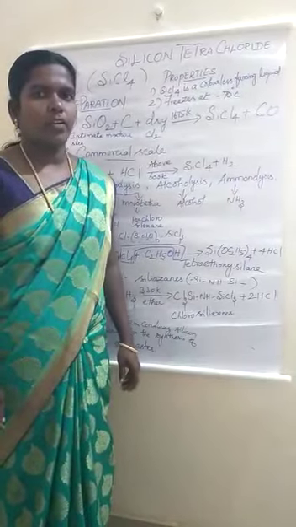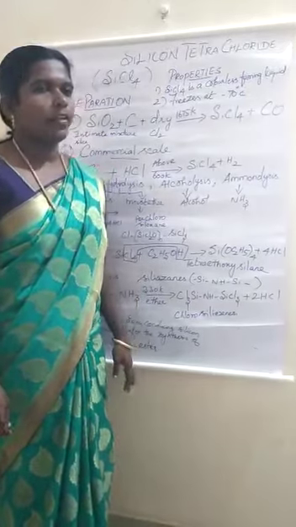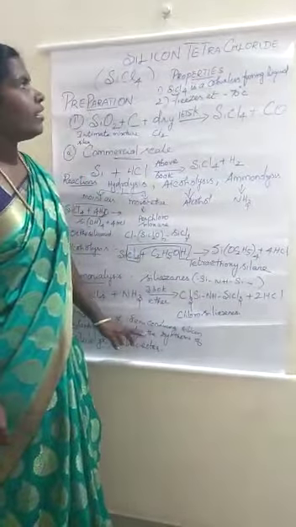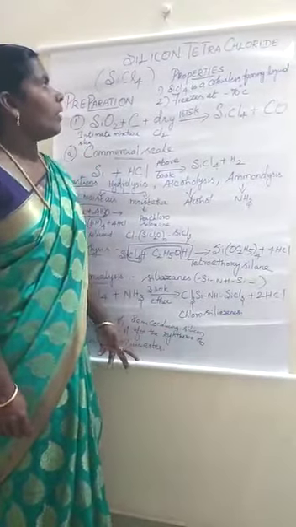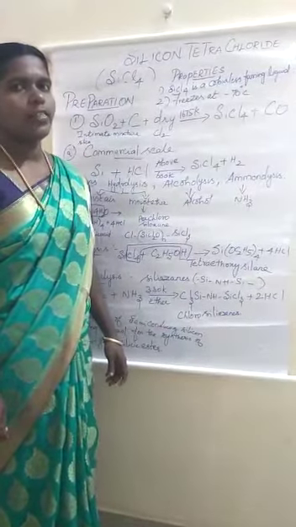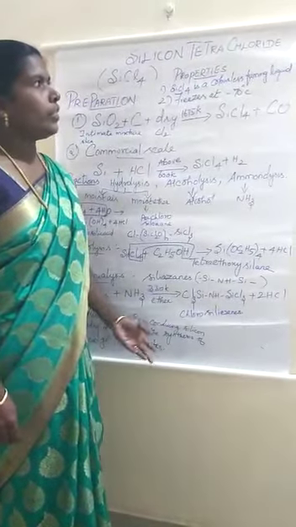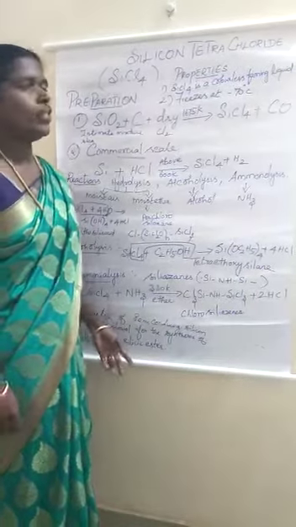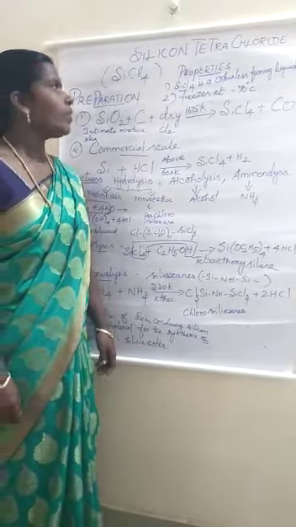Silicon tetrachloride. Silicon is present in group 14 of the periodic table. Silicon tetrachloride is an important compound. The molecular formula for silicon tetrachloride is SiCl4. Now we are going to discuss the preparation, properties and uses of silicon tetrachloride.